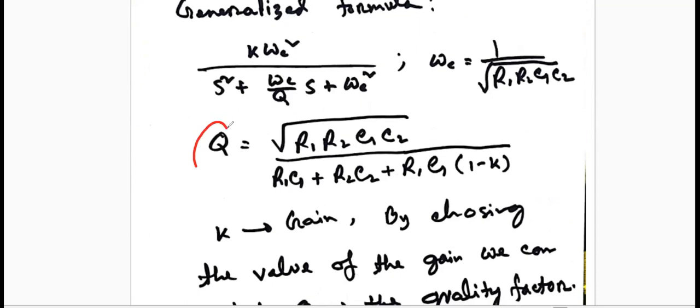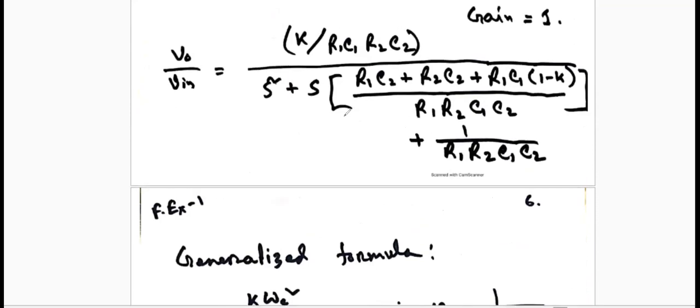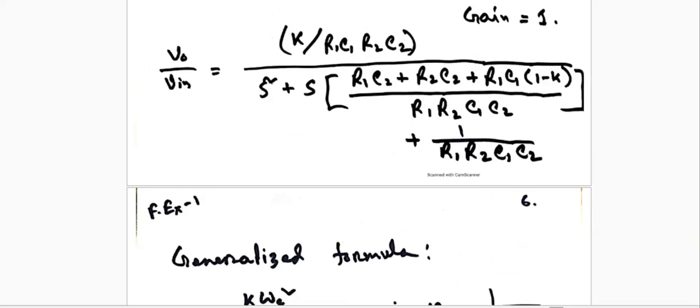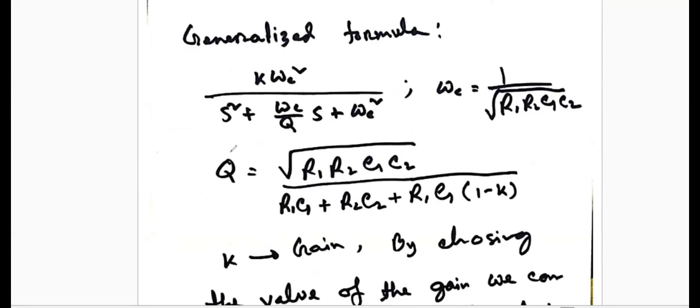And what should be the value of the Q? Now you can understand this here in this expression. In the denominator, we also have the Q number, which actually gives us the freedom to control the value of the Q without touching the value of R1, C1, R2, C2, just by changing the value of K, you can change the value of the Q.